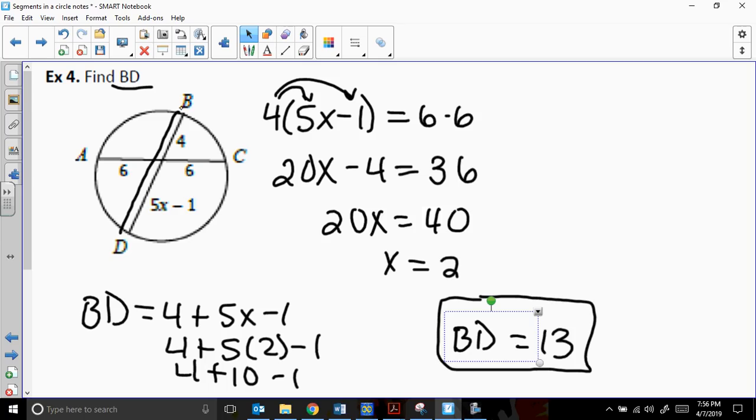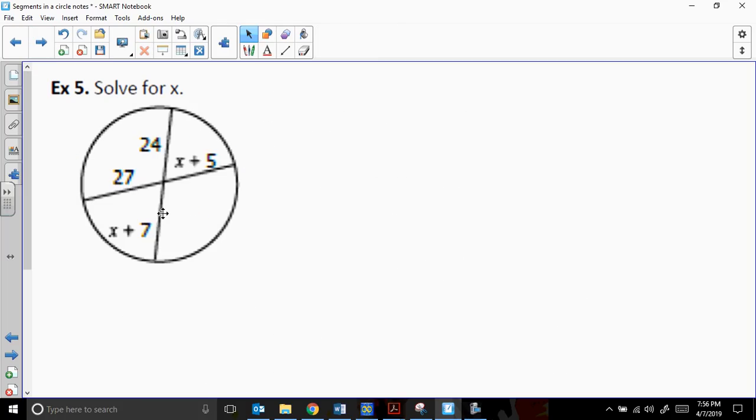Okay? So make sure if they're asking for the whole segment that you add both pieces to get the entire segment. Alright, let's do the next example. Example 5 here, we want to solve for x.